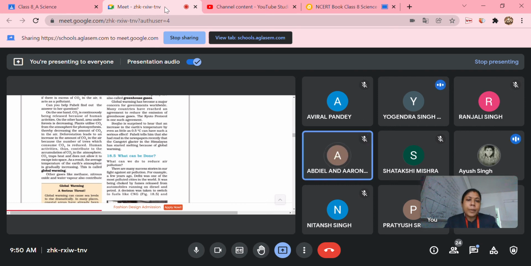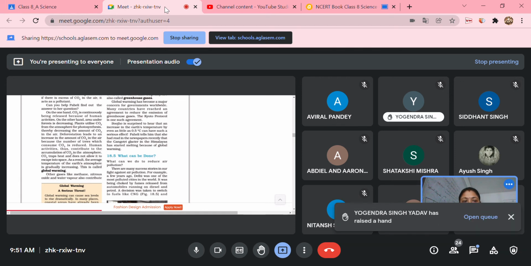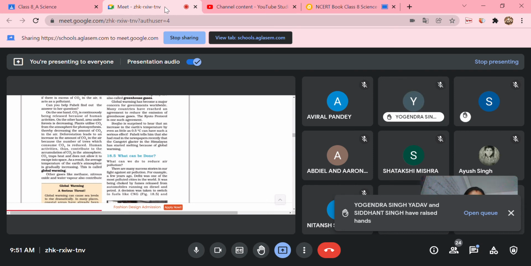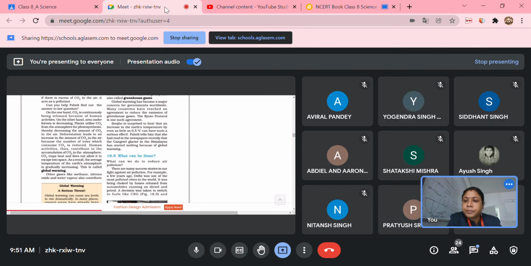Yes, ma'am. Okay, now Pratyush, you can start because Aarush's voice is coming very low. Ma'am, can I? Yes, Yogendra. What can we do to reduce air pollution? Where are you reading from? Look below global warming, start from the paragraph below global warming.